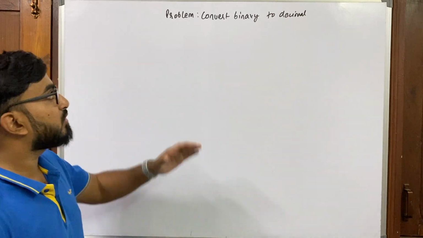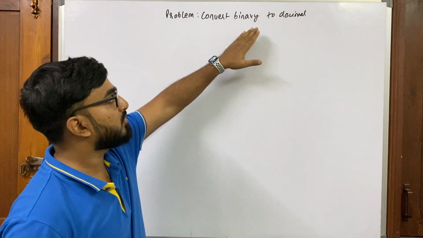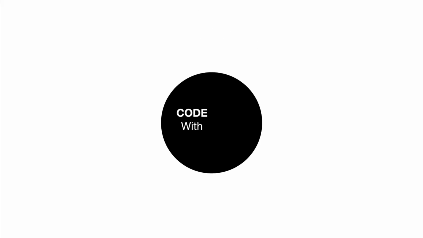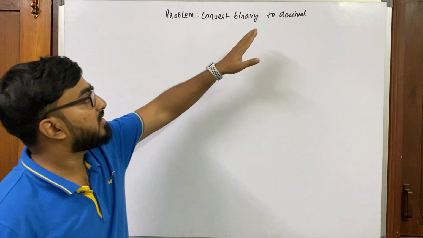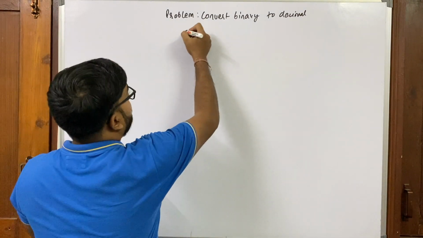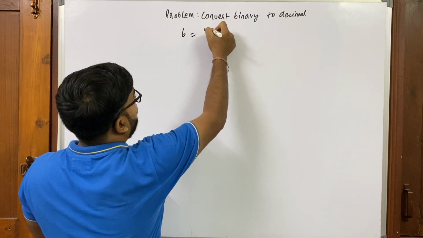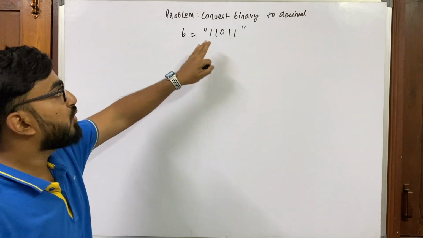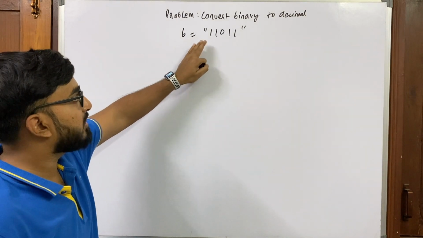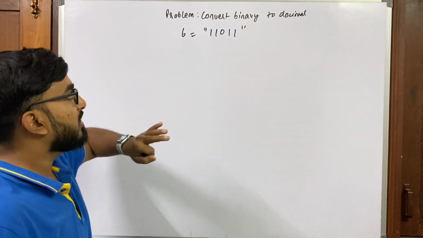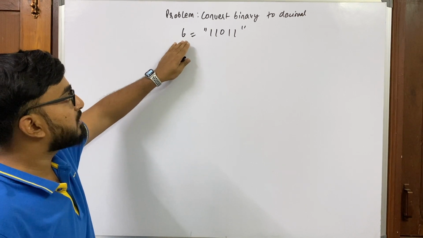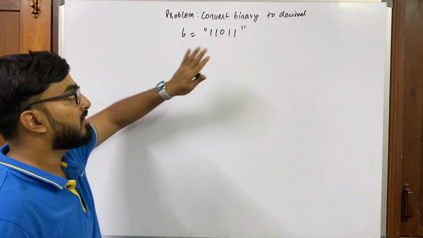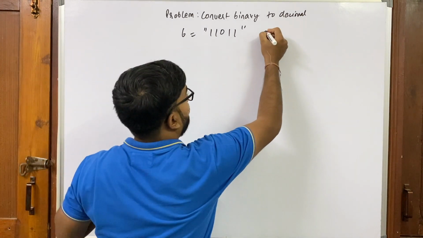In this video we solve the problem to convert a binary string to its corresponding decimal value. So, convert binary to decimal. We have been given a binary string of zeros and ones, suppose 11011. You have to convert this binary string to its corresponding decimal value, which in this case is 27.